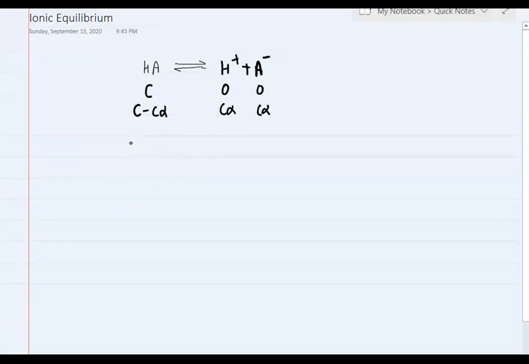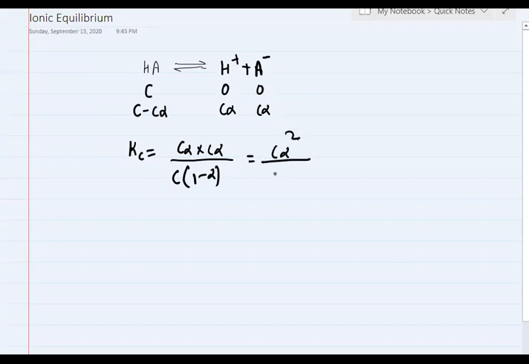Now, what is Kc here? I'm just using the concept of chemical equilibrium. That's why I told you, if you actually understood chemical equilibrium, everything would be easy. Kc is equal to what? It will be C alpha into C alpha divided by C into bracket 1 minus alpha. So it will be C alpha square divided by 1 minus alpha. Agree? Yes or no?